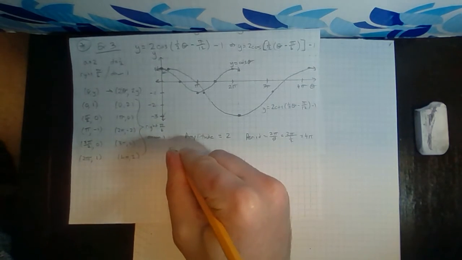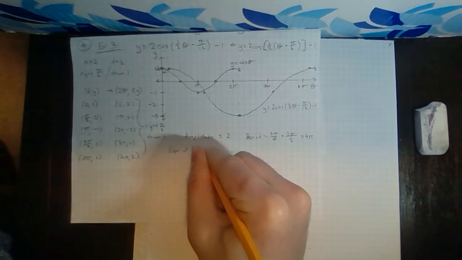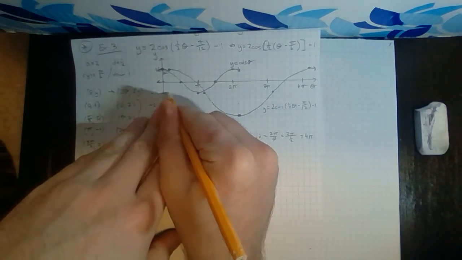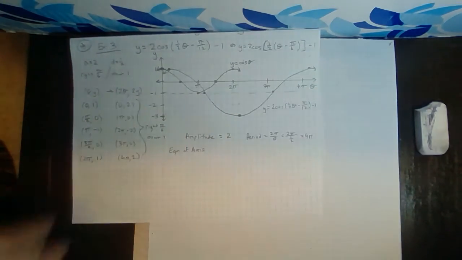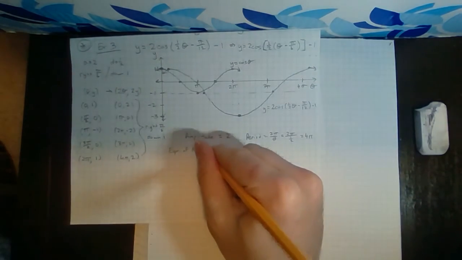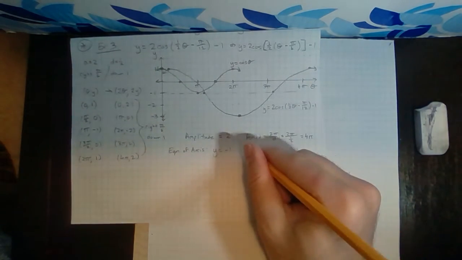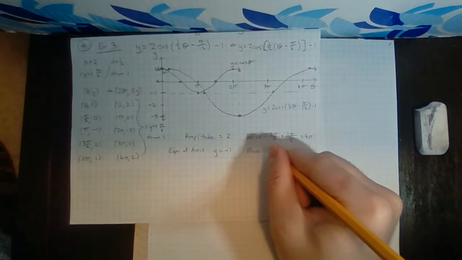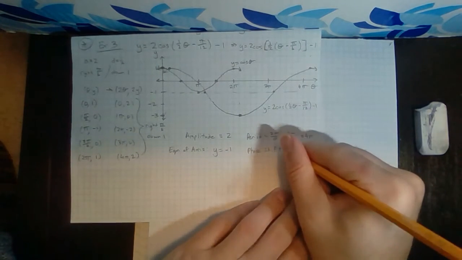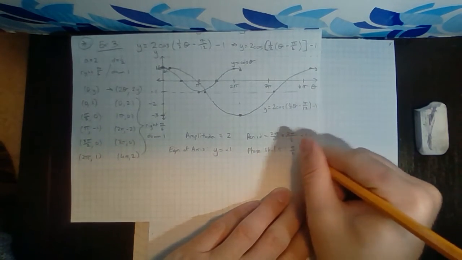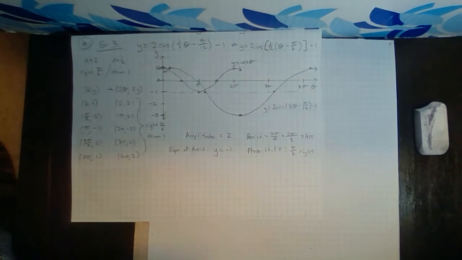Equation of our axis. Our axis of symmetry is y equals negative 1. Phase shift. Everything got shifted pi over 6 to the right.